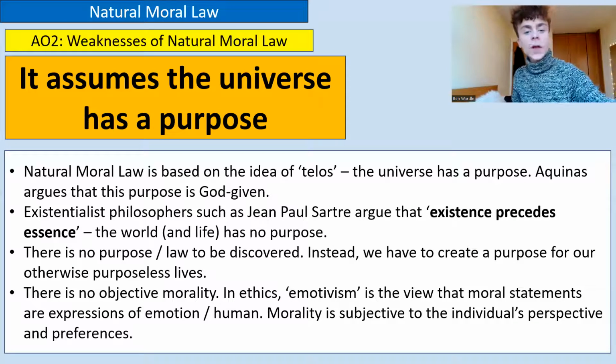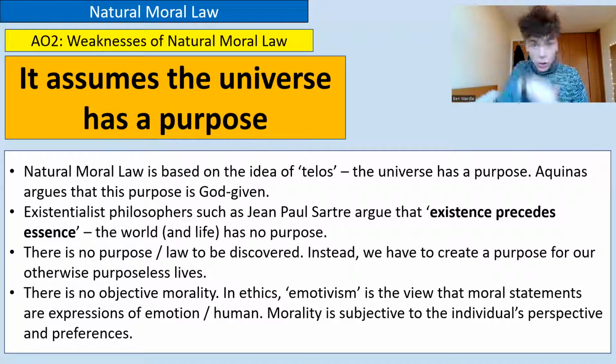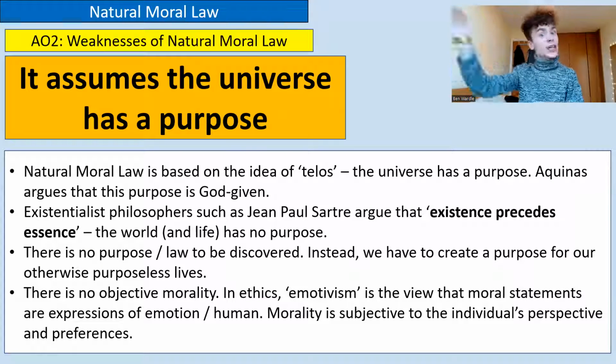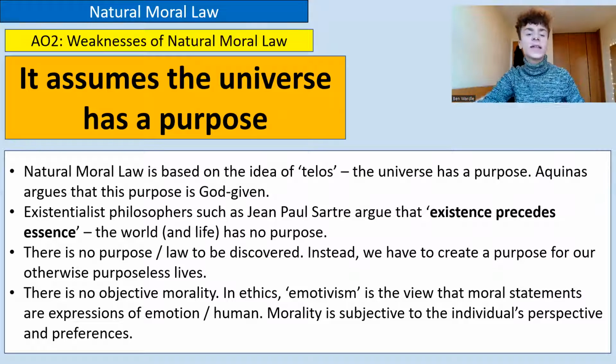However, existentialist philosophers such as Jean-Paul Sartre, love saying his name, makes me think of GCSE French all over again, argue that existence precedes essence. Love that quote, really easy to remember, really great to drop in your exam. All that it means, very, very simply, guys, is that you exist before you have purpose. Existence precedes essence. So the world, your life, has no purpose. You have to create a purpose for yourself. You have to invent a reason. You have to find something to do. You have to find a cause. You have to find a job. You have to find a hobby, for example. It's not to be discovered, as natural moral law says. It is to be invented by you.